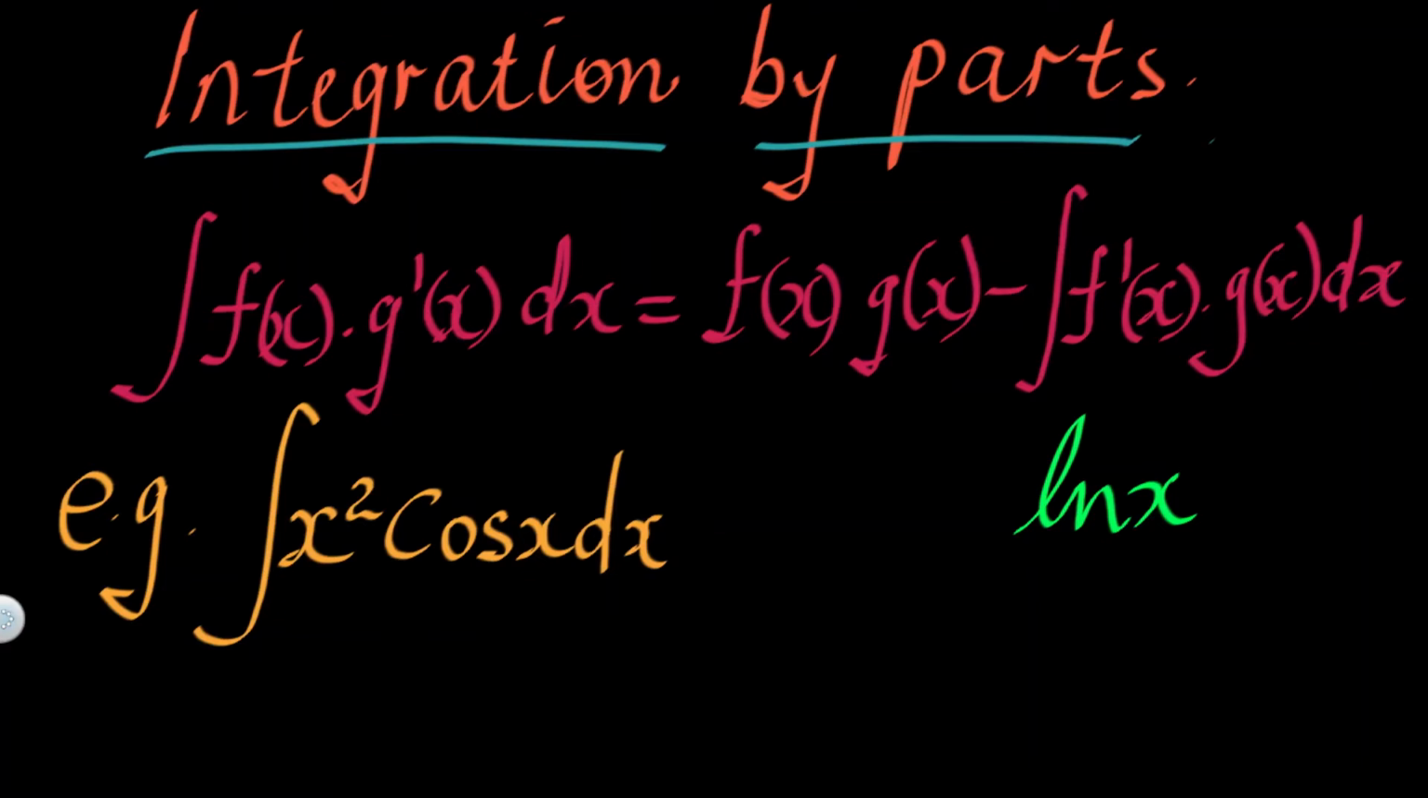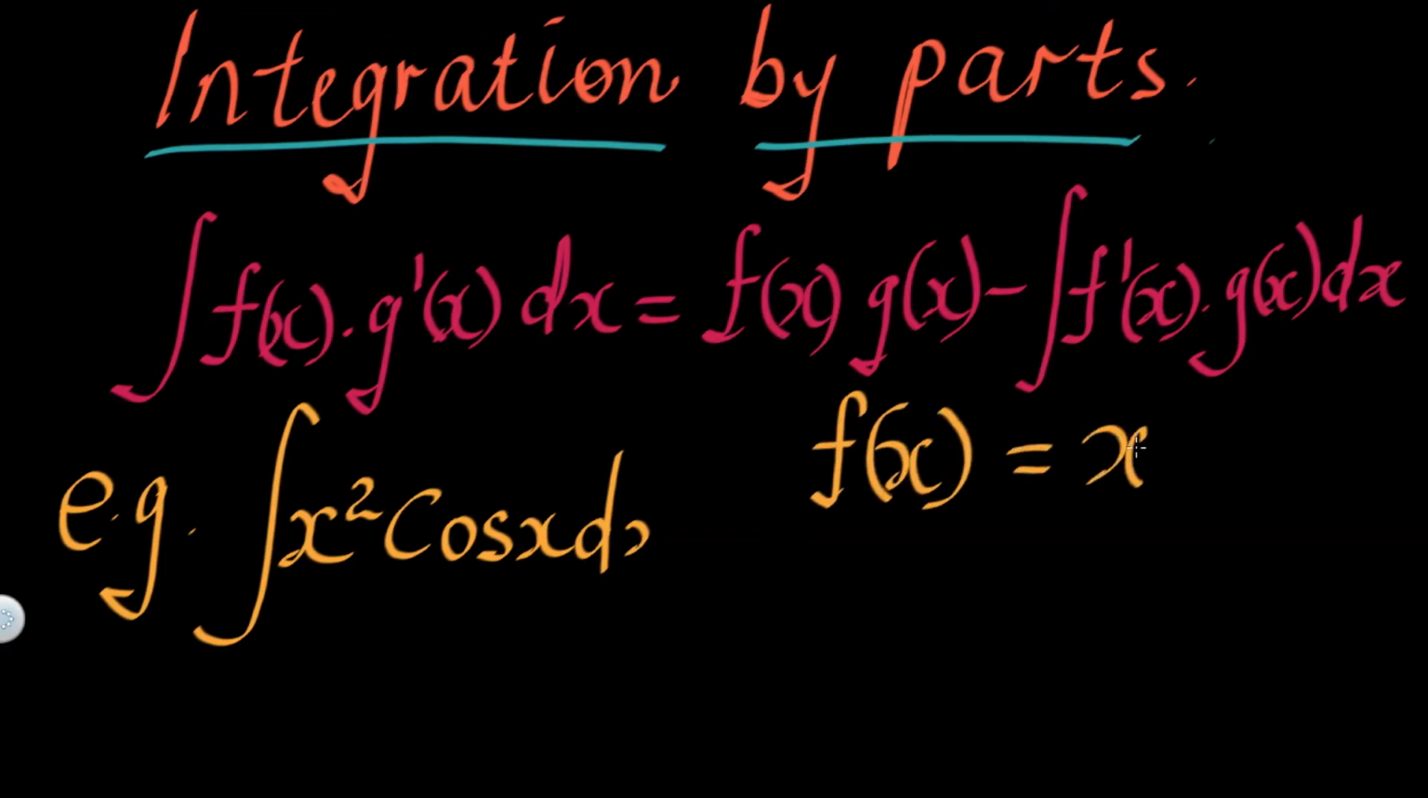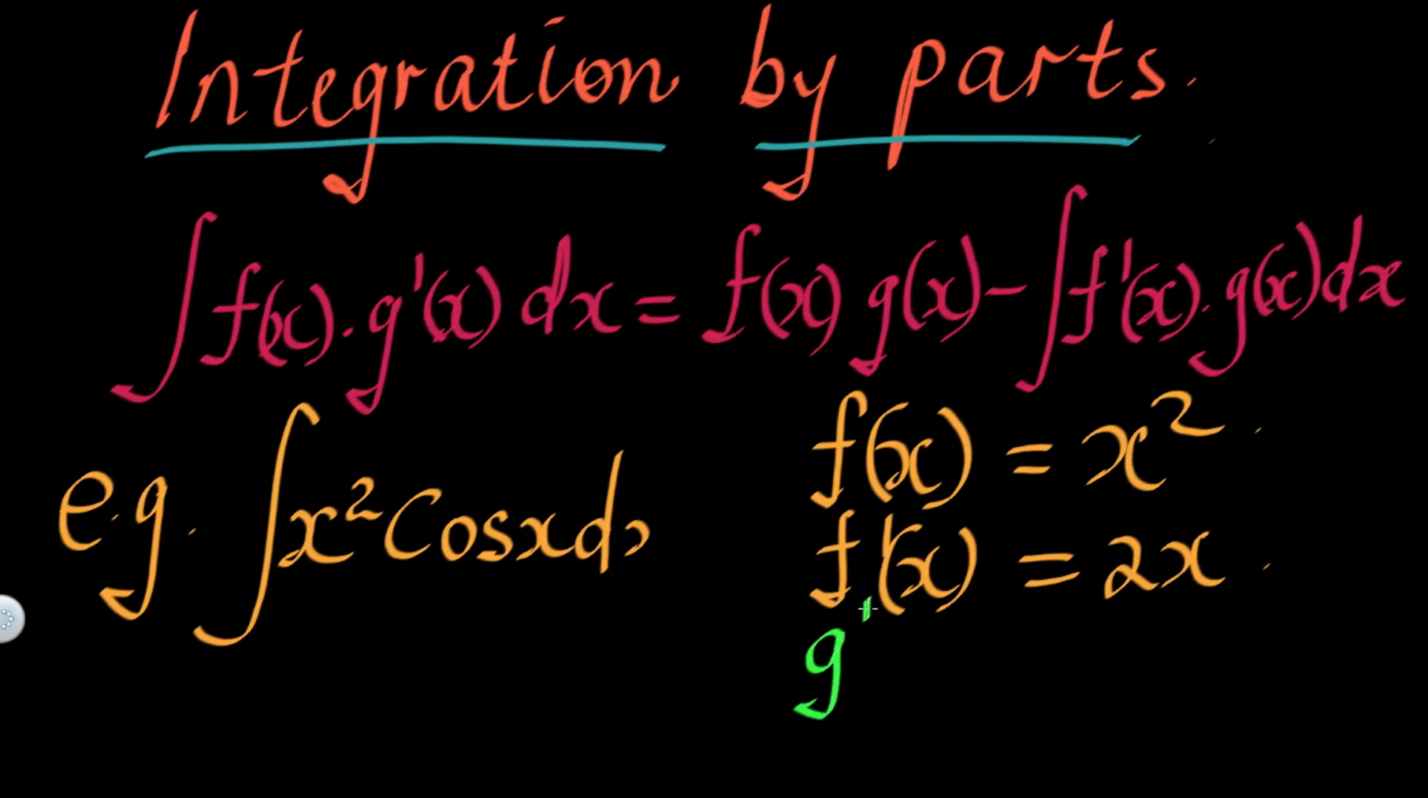So let me show you how we do this. Now we're choosing our f of x as x squared. I have explained why we're choosing f of x as x squared. So f of x is x squared. This means our f prime of x is 2x. We are choosing our g prime of x as cos x. So g prime of x is equal to cos x.